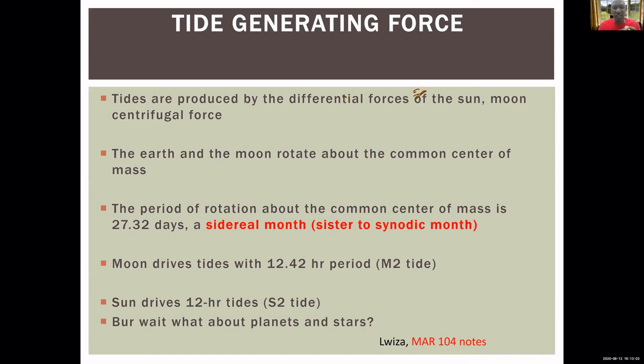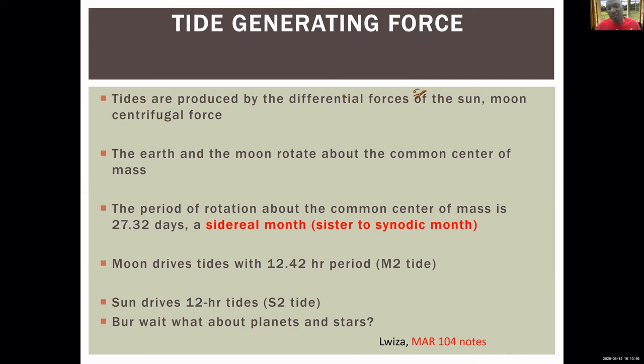center. It's like a little dance between the moon and the earth. And the period that it takes for the moon to go around the earth is 27.32 days. This is called the sidereal month. It's different from the synodic month. What's a synodic month? The synodic month is when you see a new moon, and then almost 28 days later, you're going to see the new moon again.